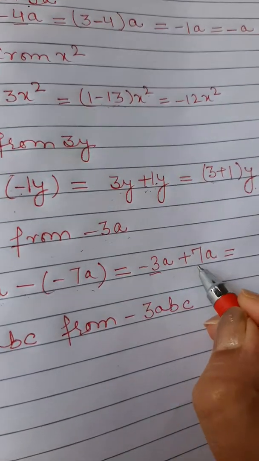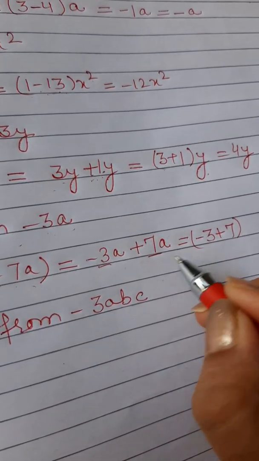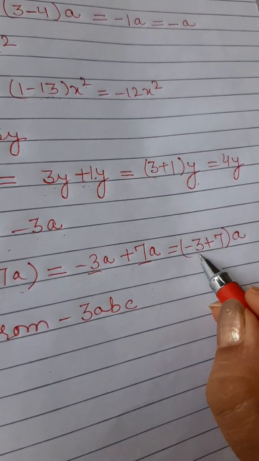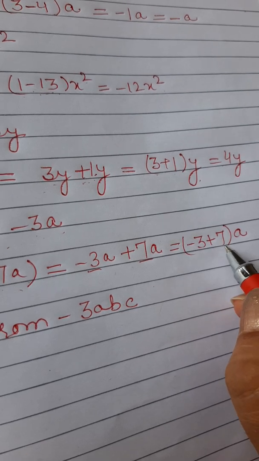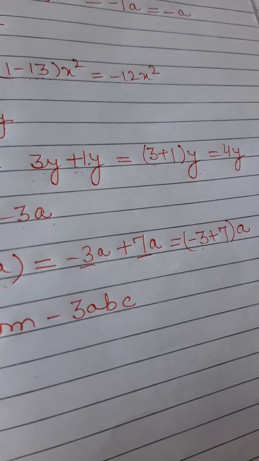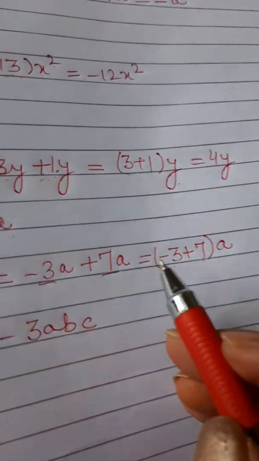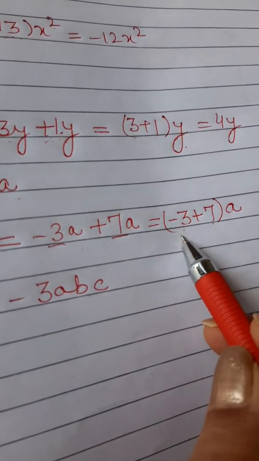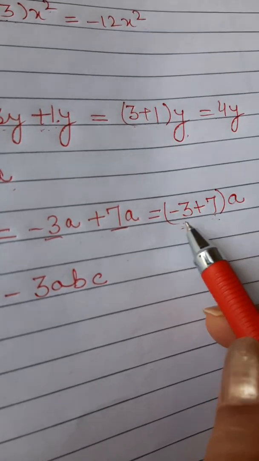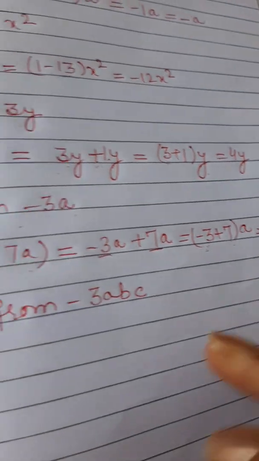Now go with the numeral parts, minus 3 plus 7, and because the variable part is the same, a. Minus 3 plus 7. 7 minus 3 is 4. So here one thing I want to tell you students, that follow the rules of integers only, right? Minus 3, 7 minus 3 is 4. So this is equal to 4a.